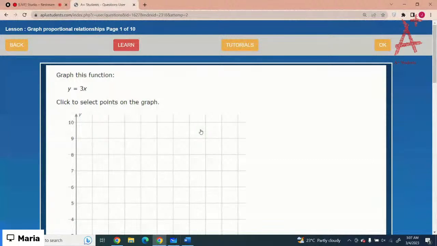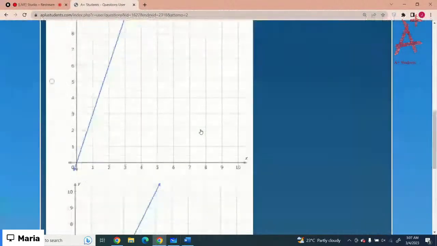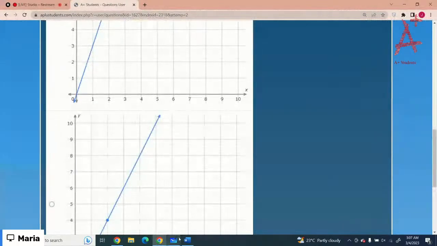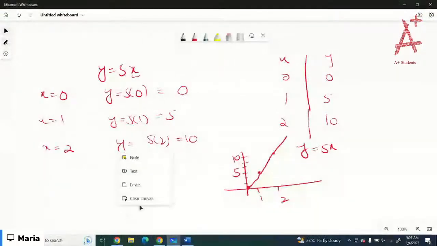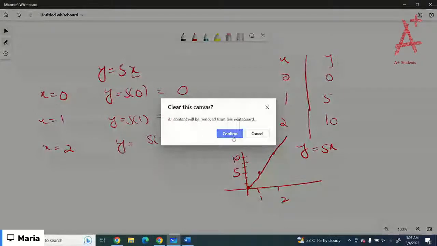Let's start with the first one, that is y equals 3x. So y equals 3x, the first equation. I think you are given two of the tables. You need to see which one is the table. So let's just make a table of values and then match the table of values with the graph. Got it?